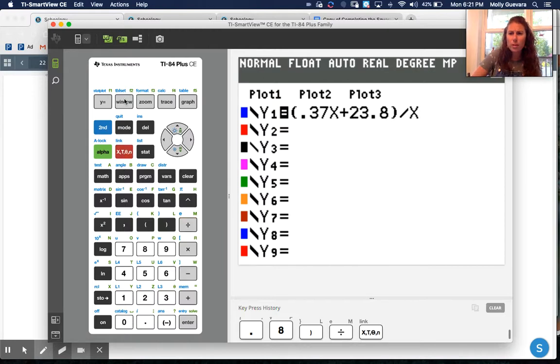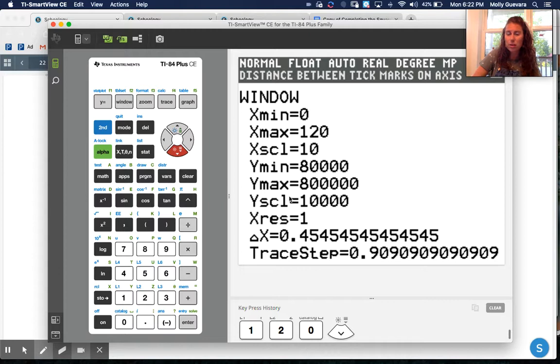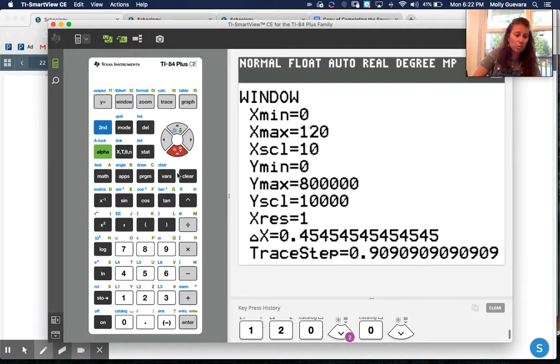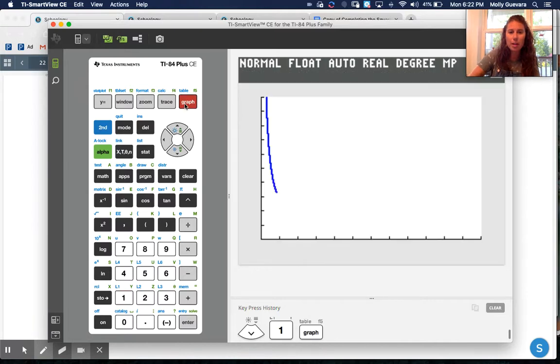Now let's go to our window because we had crazy, right? So x, the input, is my sensor scale, which goes from 0 to 120. And I'm going to go ahead and keep the scale at 10, just so I don't have 120 tick marks. Okay. And then the maximum number of hours you can be exposed to the sun is 0 to 10. I don't know, 5. I don't know. And then I'm going to change my Y scale back to 1 because it's just going from 0 to 10. And I'm going to hit graph.